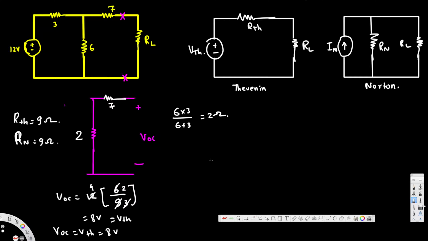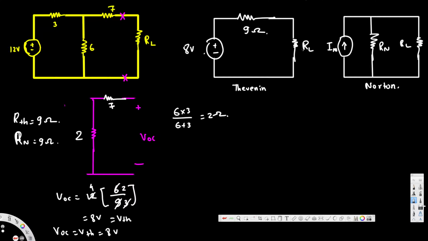Now the Thevenin equivalent circuit is going to look like this. For this VThevenin, we are going to have this voltage, which is 8 volts. And for this RThevenin, we found that it is 9 ohm. So this is going to be 9 ohm right here.